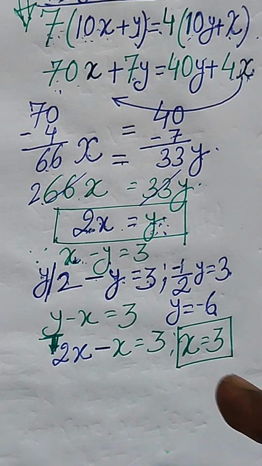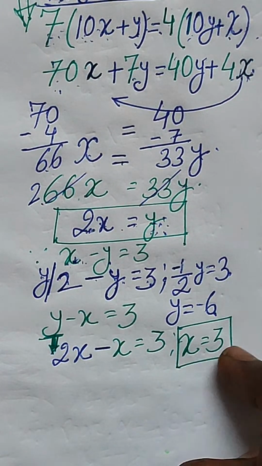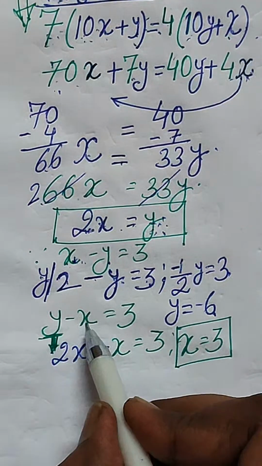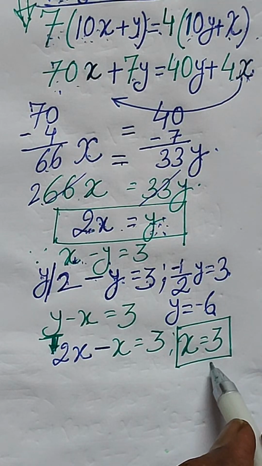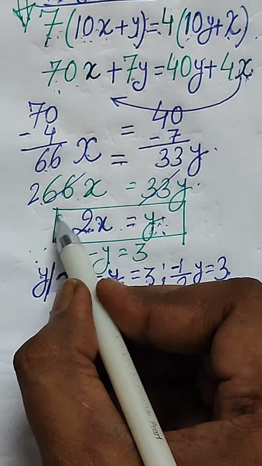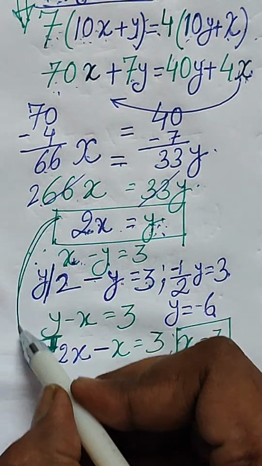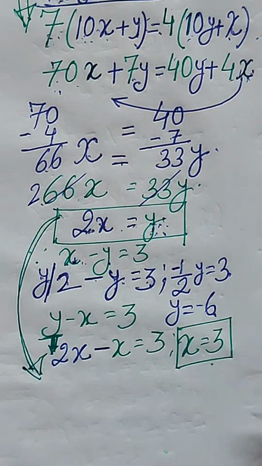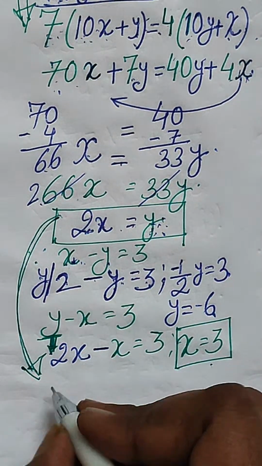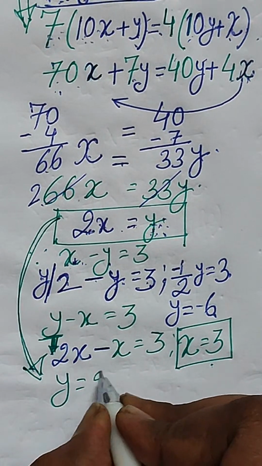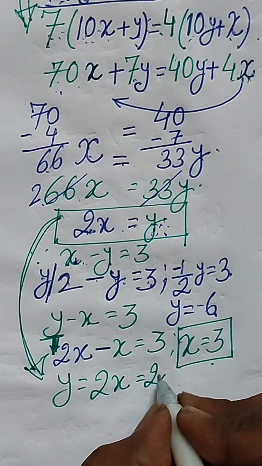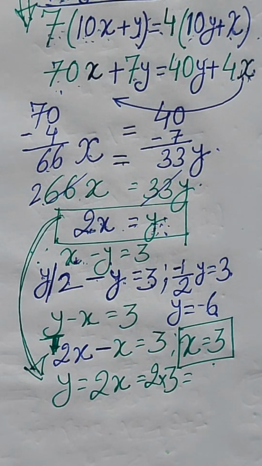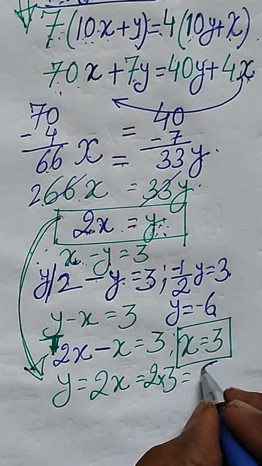Now if x is equal to 3, which we have calculated, then y can be calculated from this relation. Since y equals 2x, this gives you the value of y as 2 into 3, which is equal to 6.